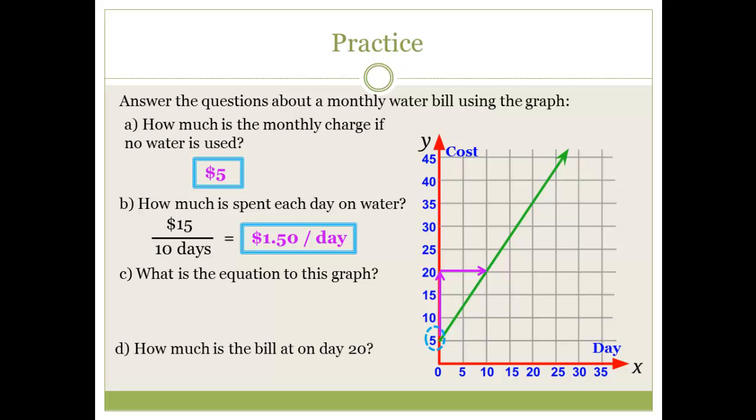With both the slope and the y-intercept, we can find the equation of the line. We start with the general equation y equals mx plus b and substitute. With the equation, we can determine what the water bill will be on any day of the month. To find the cost at 20 days, we set x equal to 20 and substitute. We could also look on the graph for when the x value is 20 to find that the y value is 35. The cost is then $35 on day 20.